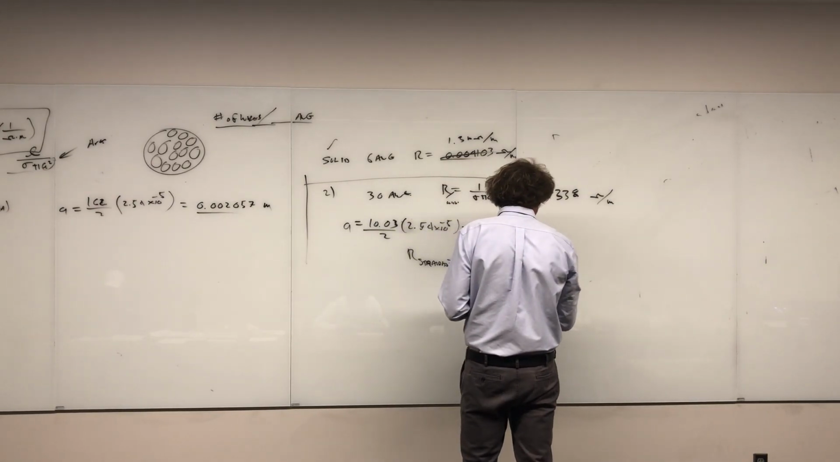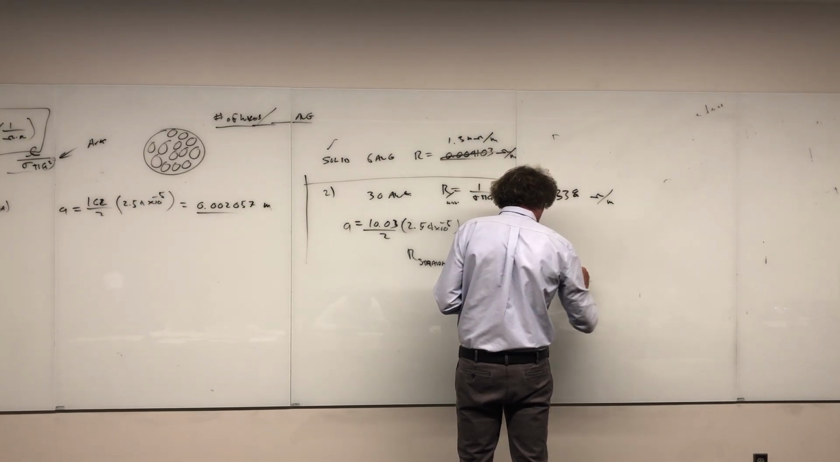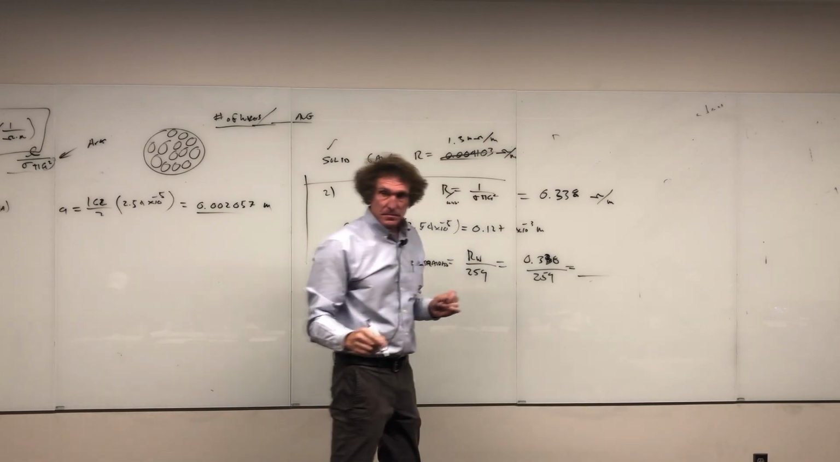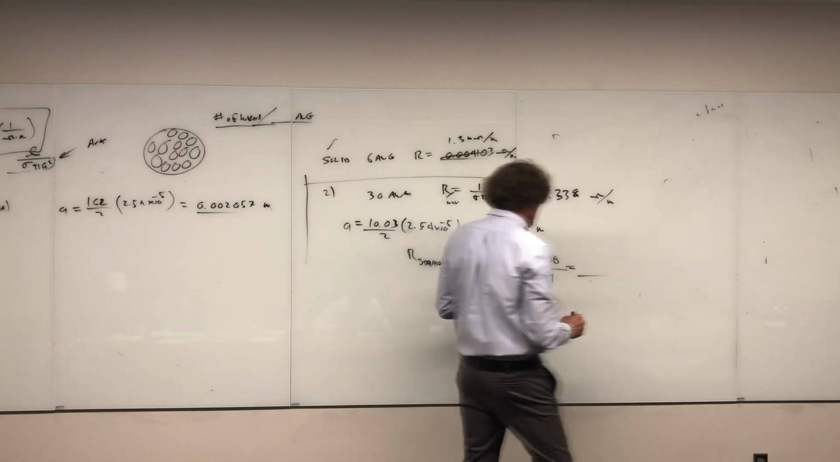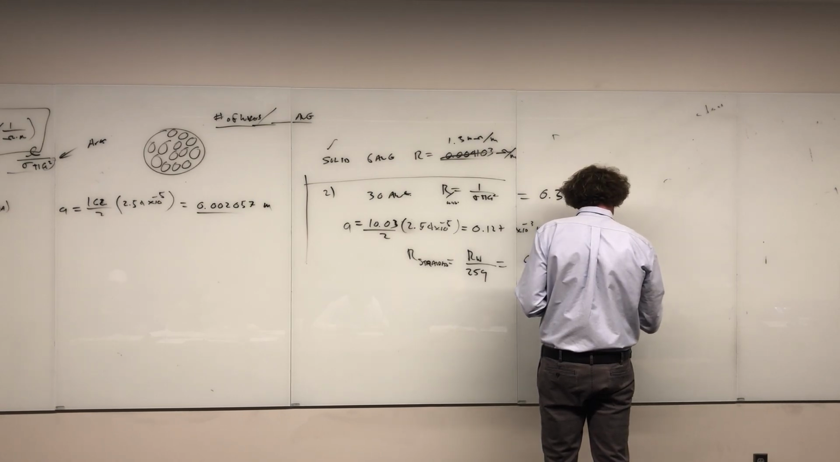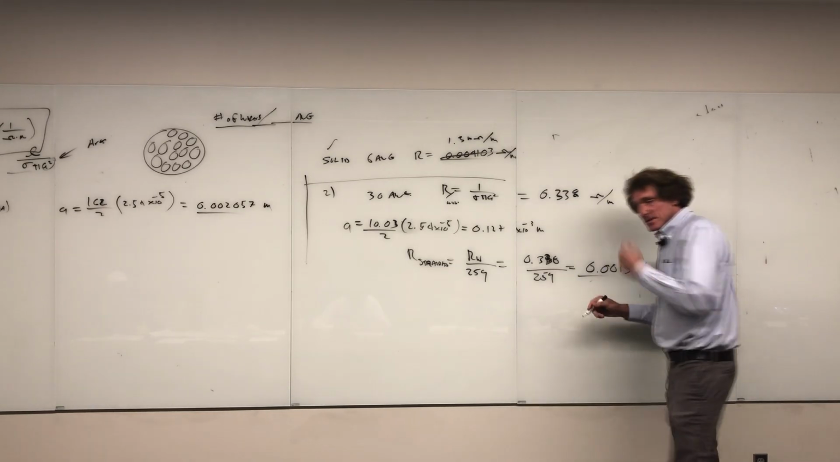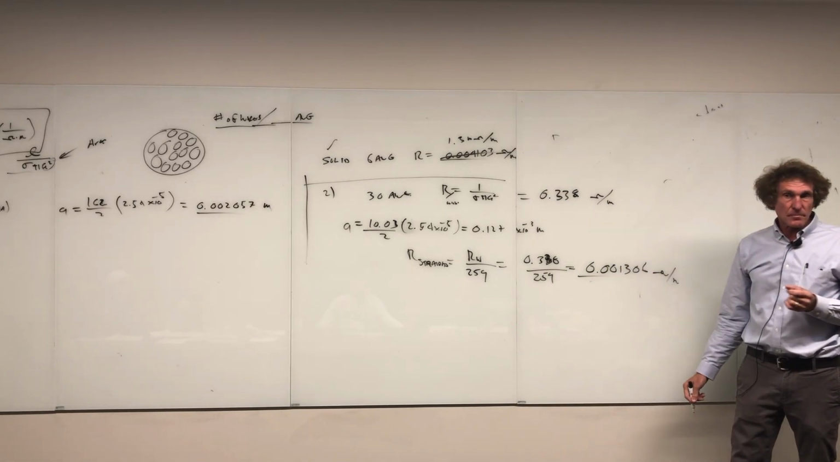So it's 0.338 divided by 259. And what do you get for that? Say it again. 0.01306. And that would be ohms per meter. Is that what the answer is? Okay, good.